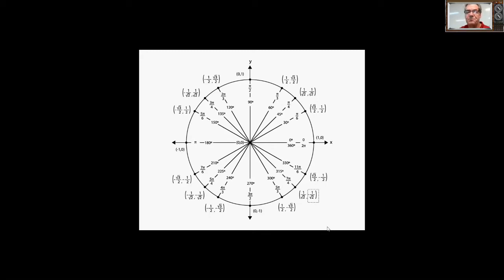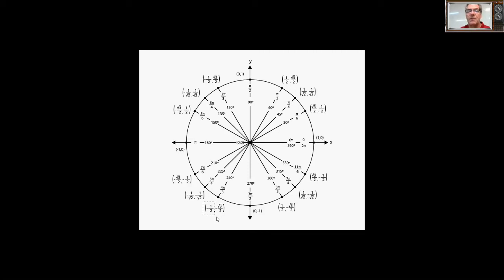All right, another one. What is the cosine of 4 pi over 3 radians? Okay, here's 4 pi over 3, which is the same as 240 degrees. And cosine is the x value, so that's this, negative 1/2. So if you put cosine 240 in your calculator, you'll get negative 0.5.